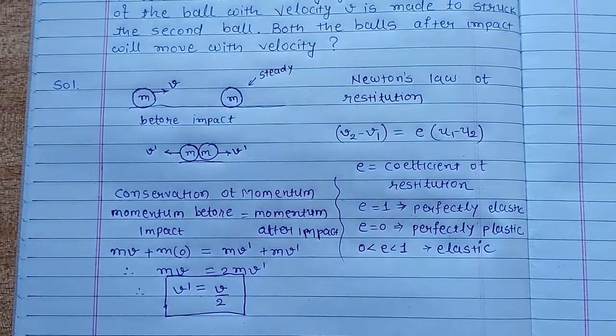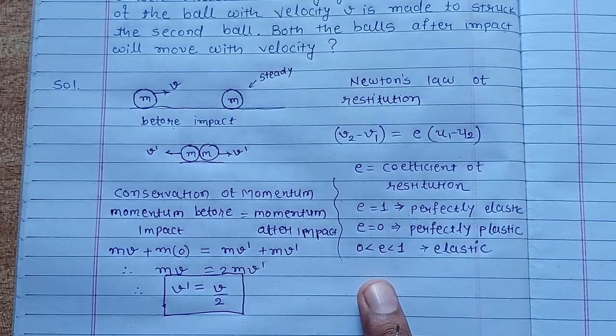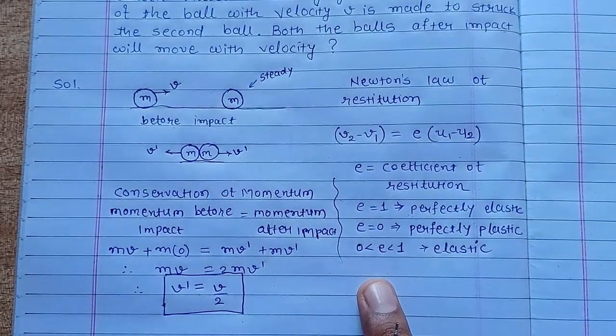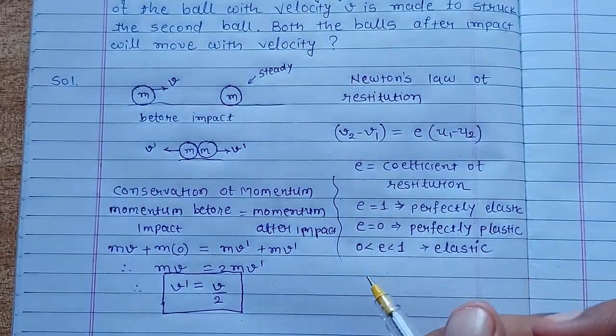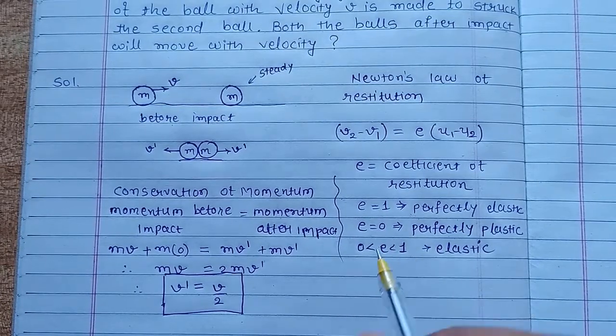So this way we can find the velocity after impact, and this parameter is very important whenever there is a collision of two bodies, right? So I hope you understand the concept.